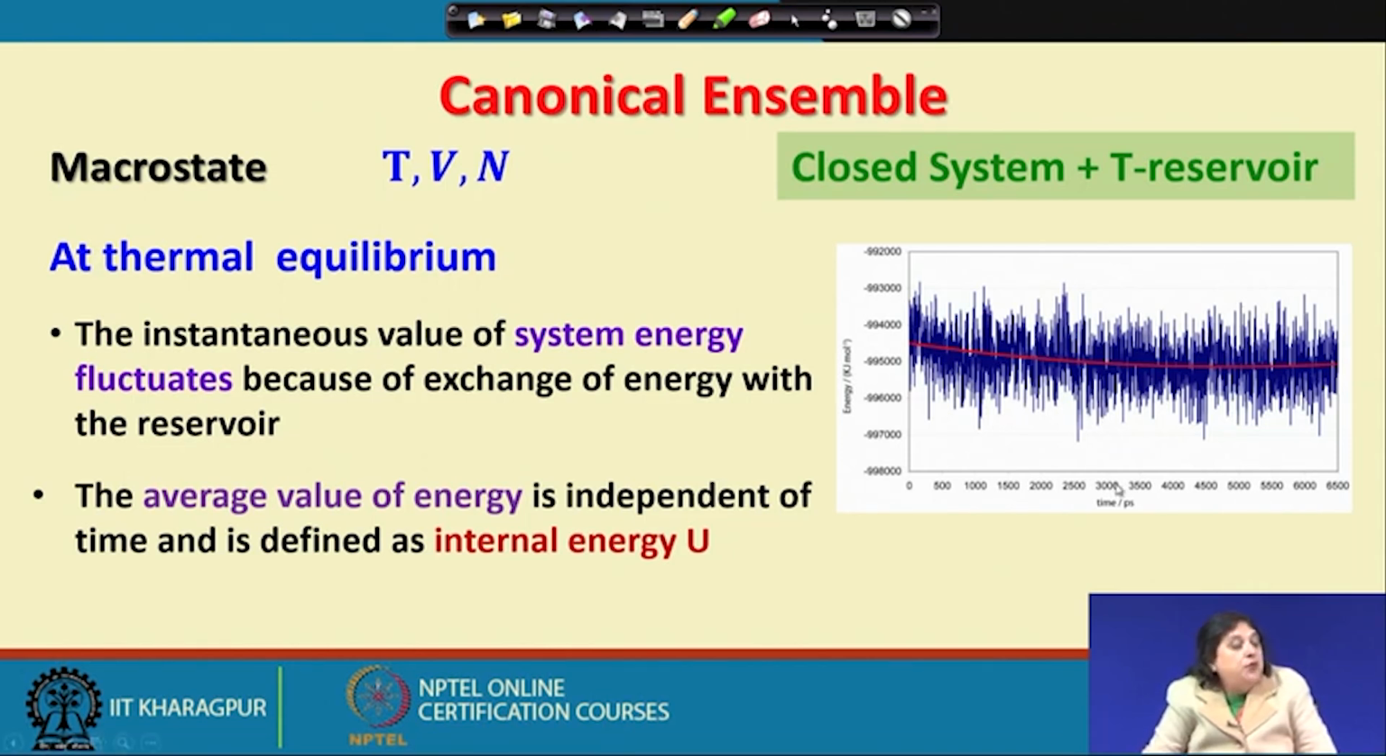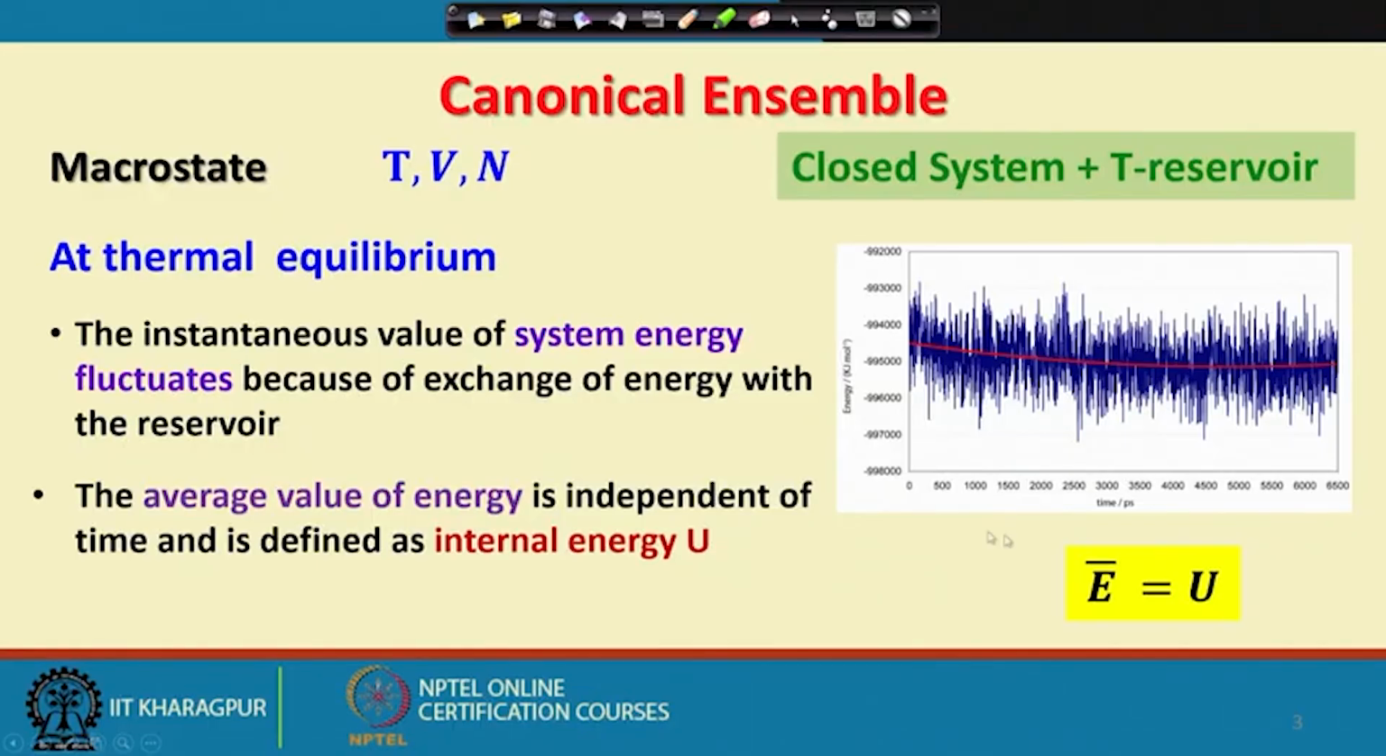So, we would say that at equilibrium, the average value of this fluctuating quantity becomes independent of time, and this average value is nothing but the internal energy U as we encounter in the thermal equilibrium system. So, this is an extremely interesting concept that we must remember, that although energy is fluctuating about an average value, this average value is independent of time when thermal equilibrium has been achieved between the system and the surrounding.